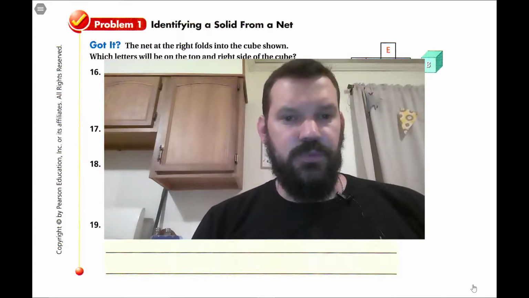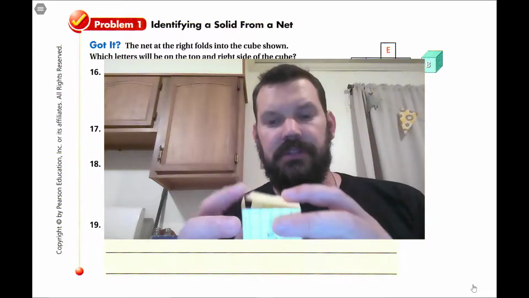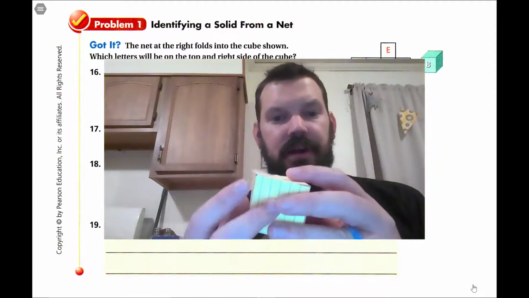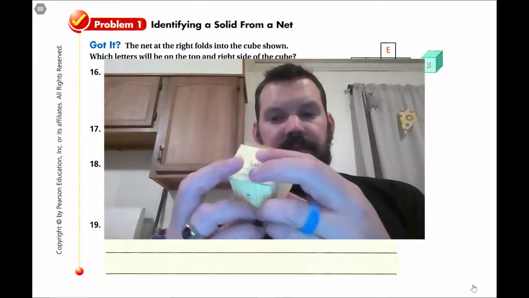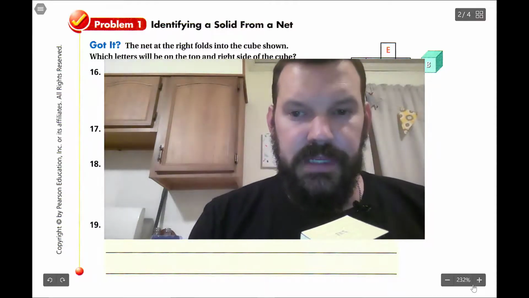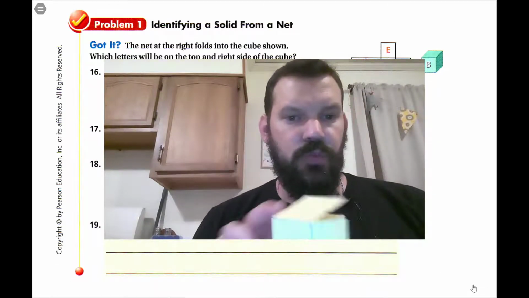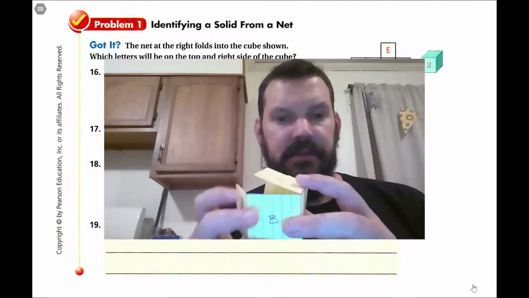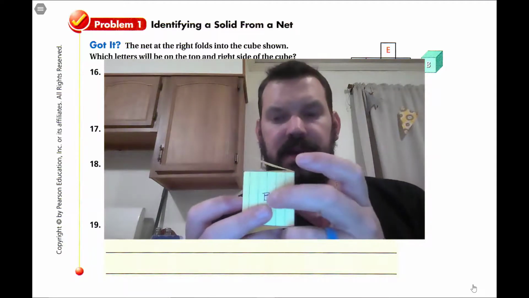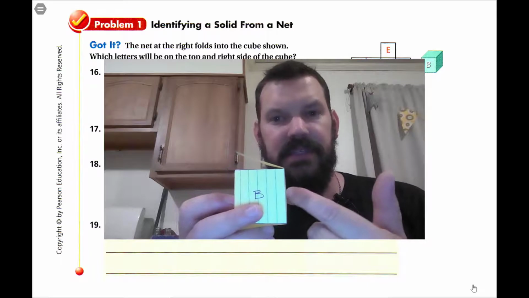Number 17 says, which side of the cube will that letter be on? Circle your answer. So again, we've got B as the front. So D has to be directly opposite of that, so it's going to be on the back. And then finally, on number 18, it says, which face is to the right of face B? So here's my face B, and then to the right of that face is the letter C.